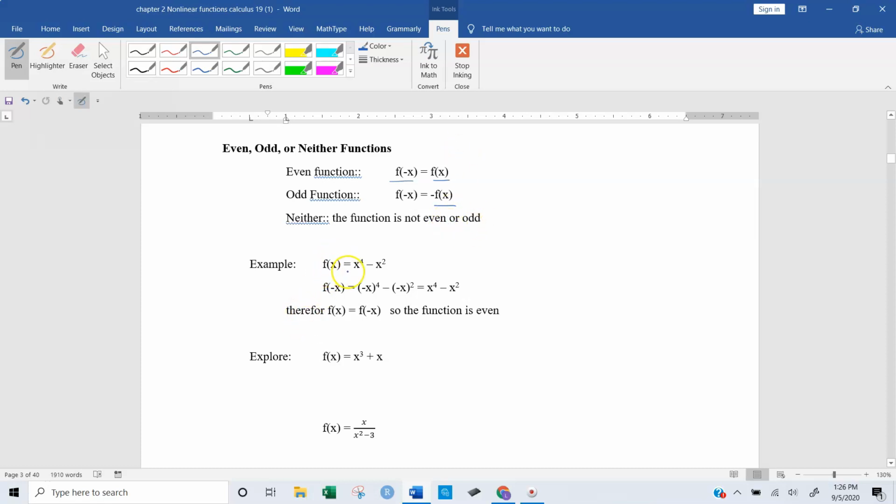Example, this is my function. I take out the x's and I plug in negative x. My resultant function is exactly the same as my original, so therefore it is even.